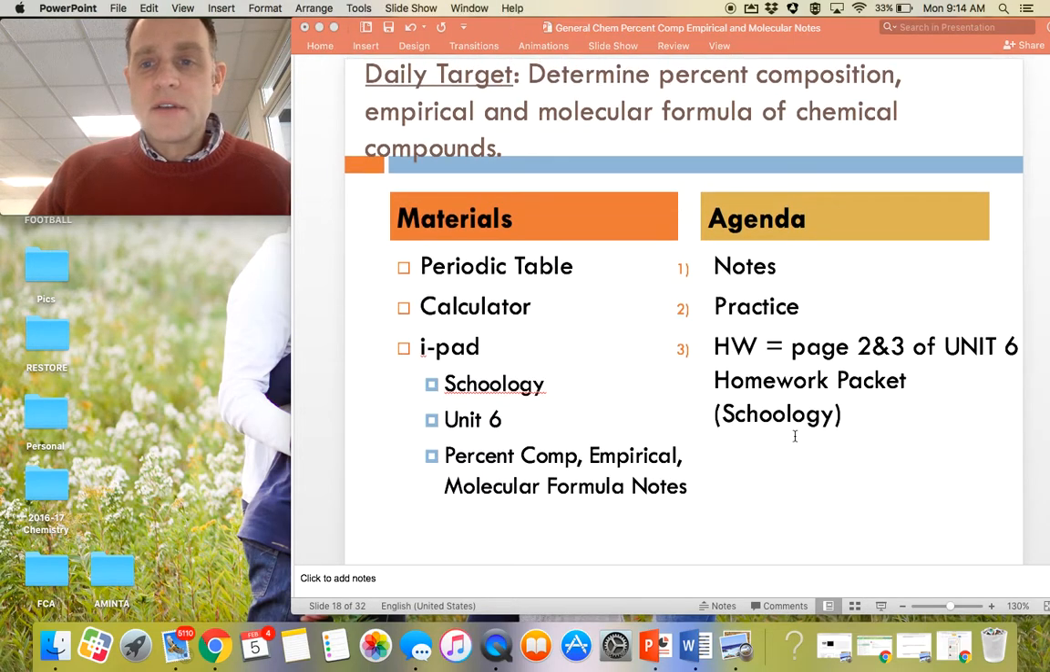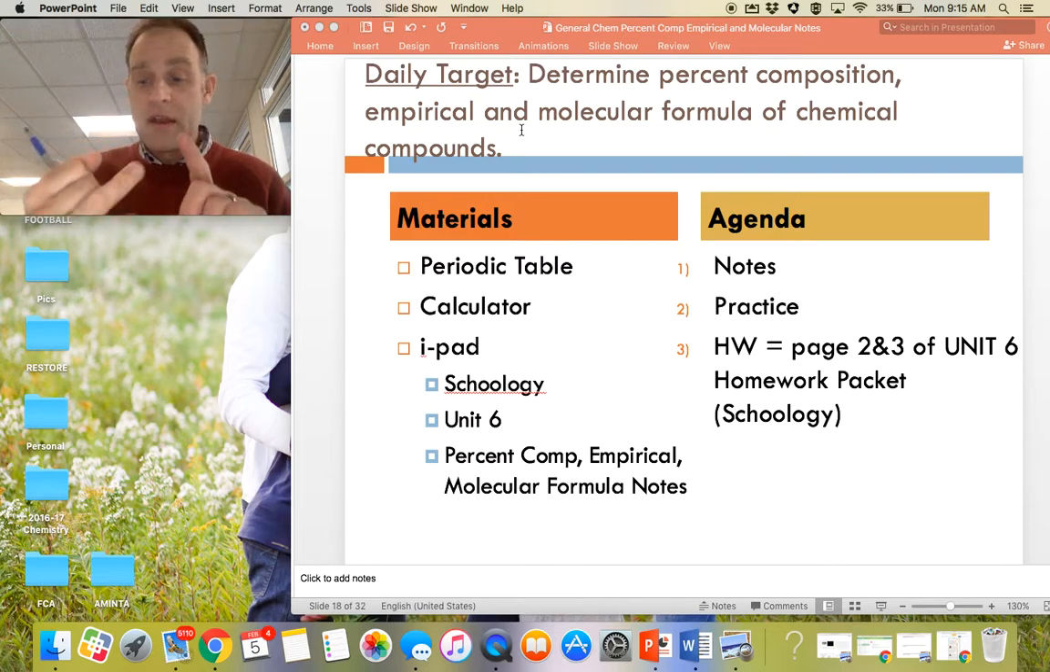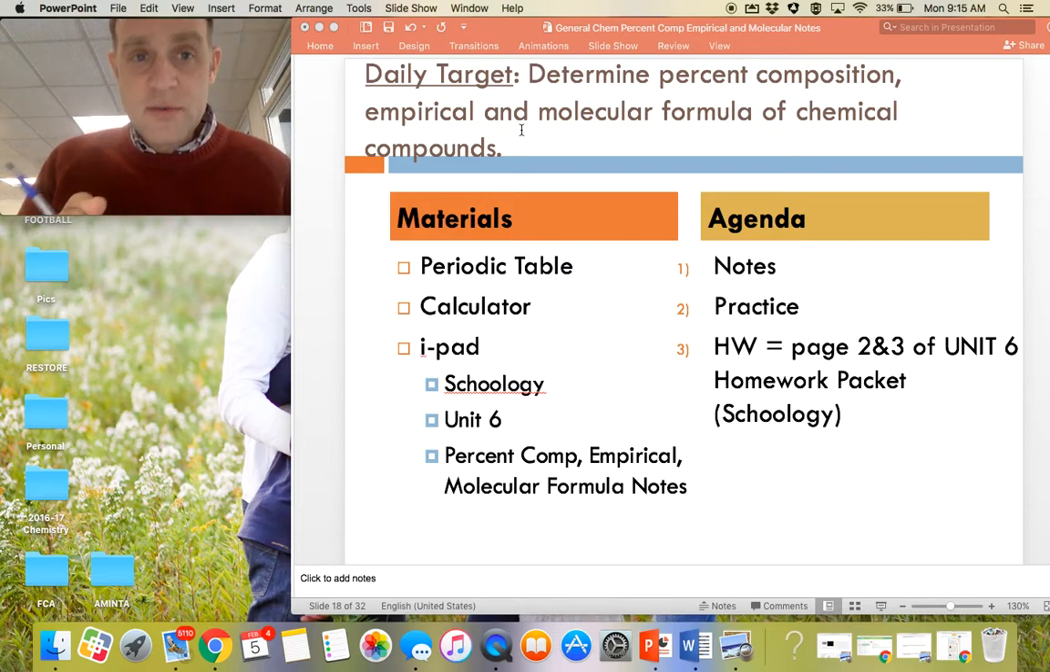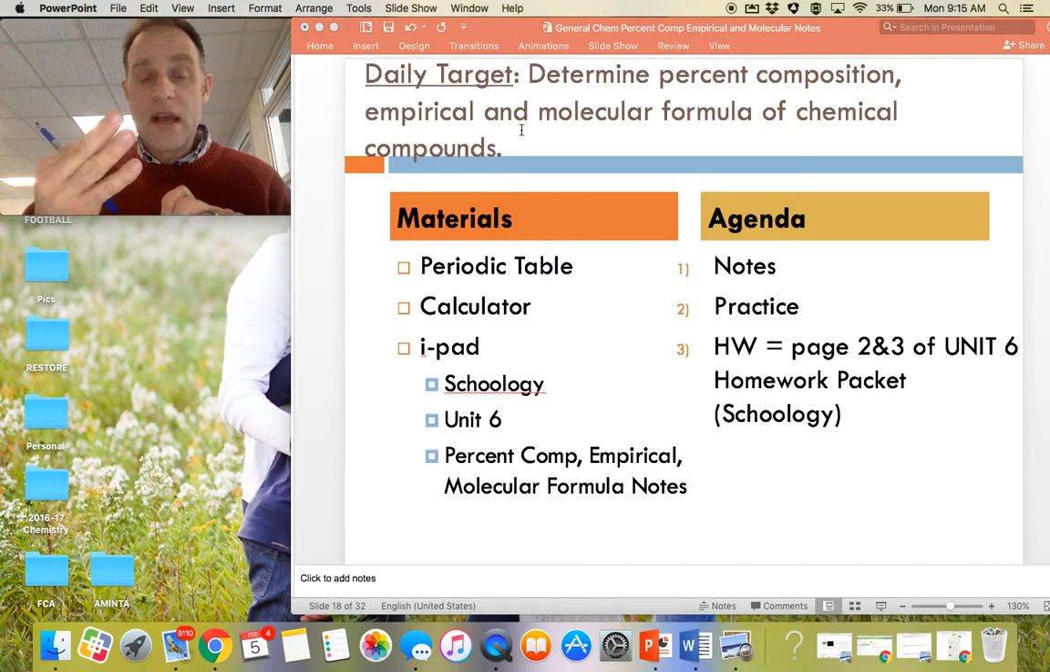Here's what we're doing today. If you take a look, there's a couple things. If you want to have these out while we're talking through it, that would be smart. Look at the top. It says your daily targets: determine percent composition, empirical and molecular formula of chemical compounds. We did percent composition last week. You watched an Edpuzzle with it and did the Educreations with it. On Friday we reviewed that and went through a couple examples. So we've done percent composition.